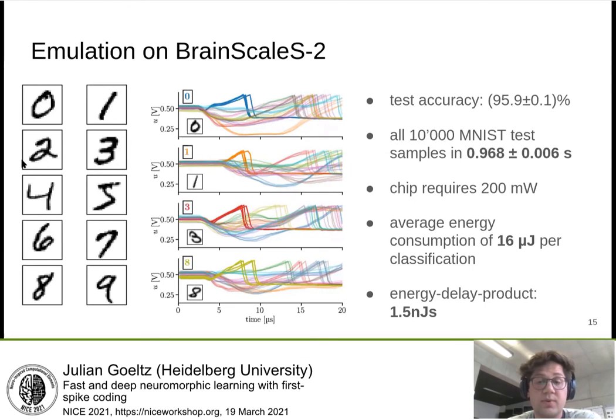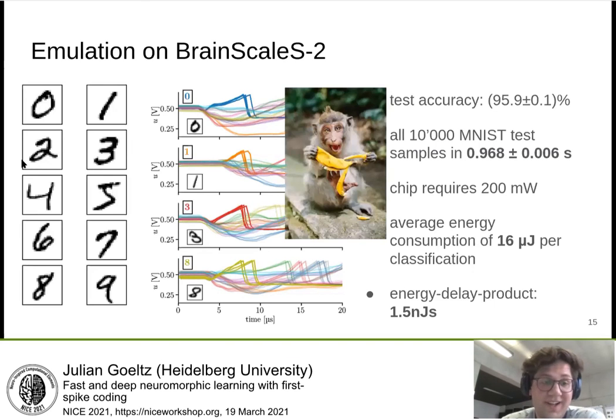All the while, this chip needs only very little power. And this leads to an average energy consumption of only 16 microjoule per classification. If this number doesn't say you anything, for comparison, a banana has about 90 kilocalories. So our results come down to 20 billion classifications per banana.